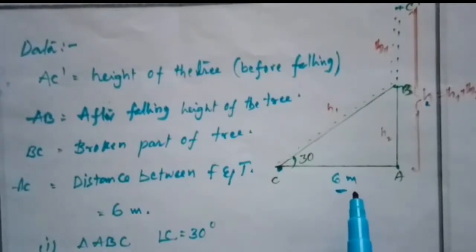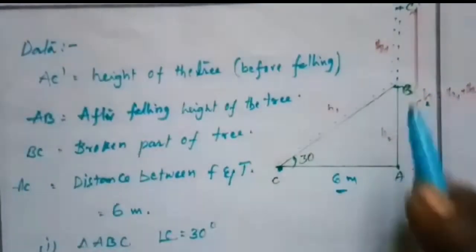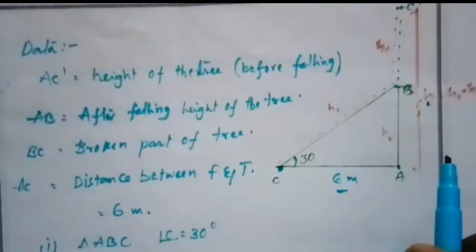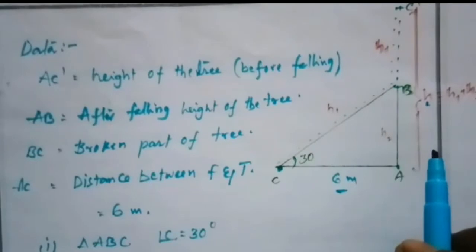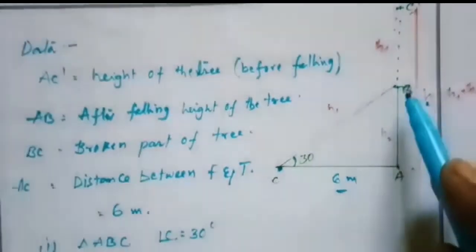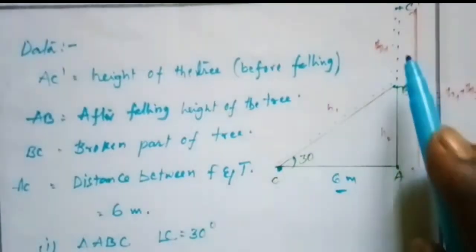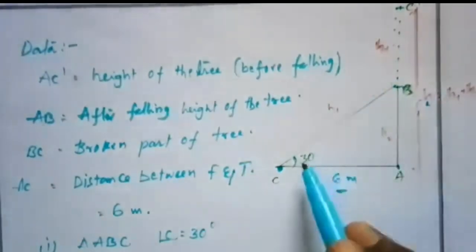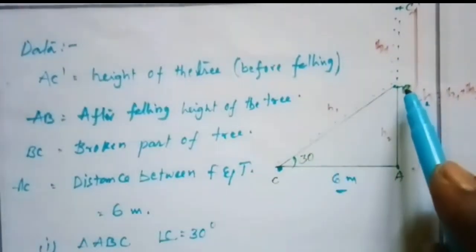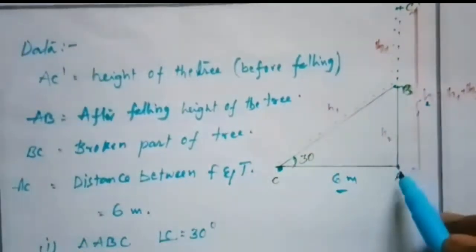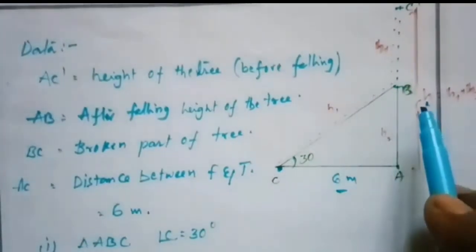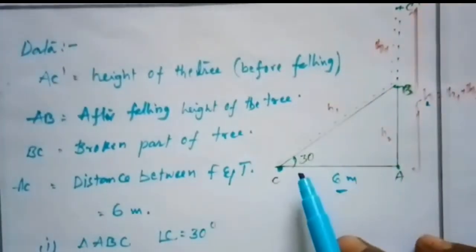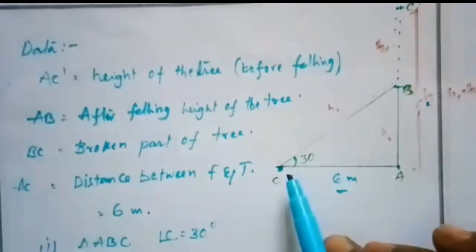Okay, friends, now we can write the data here. AC dash, from here to here, is the total height of the tree before falling. Now AB is the remaining height of the tree after falling, and BC is the broken part of the tree landing on the earth.